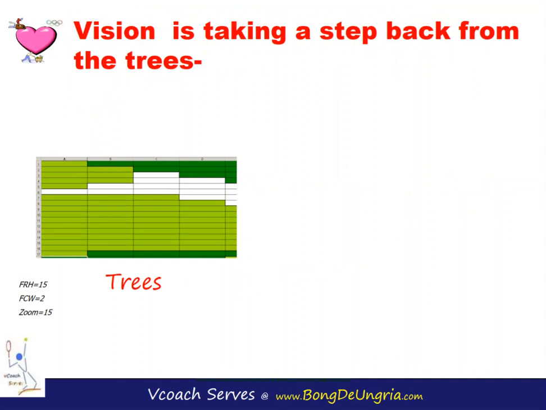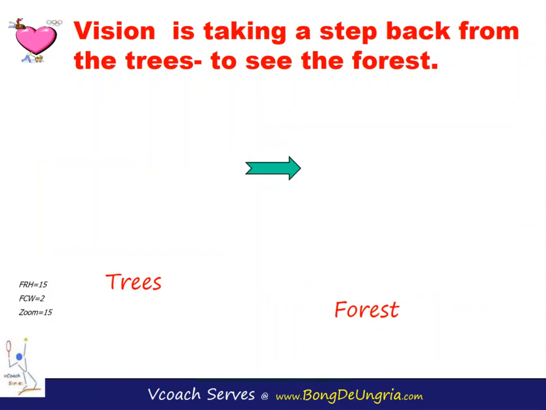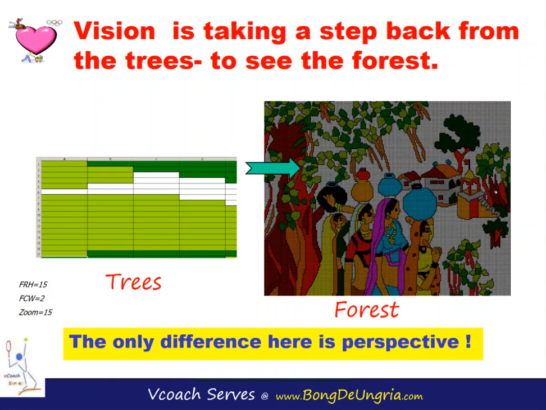Now, in an example, you will see that people can see this as trees, but actually these are part of a larger vision, and it can be this. No? So vision is taking a step back from the trees to see the forest. Instead of seeing just the trees, you see the forest. The only difference here is perspective.